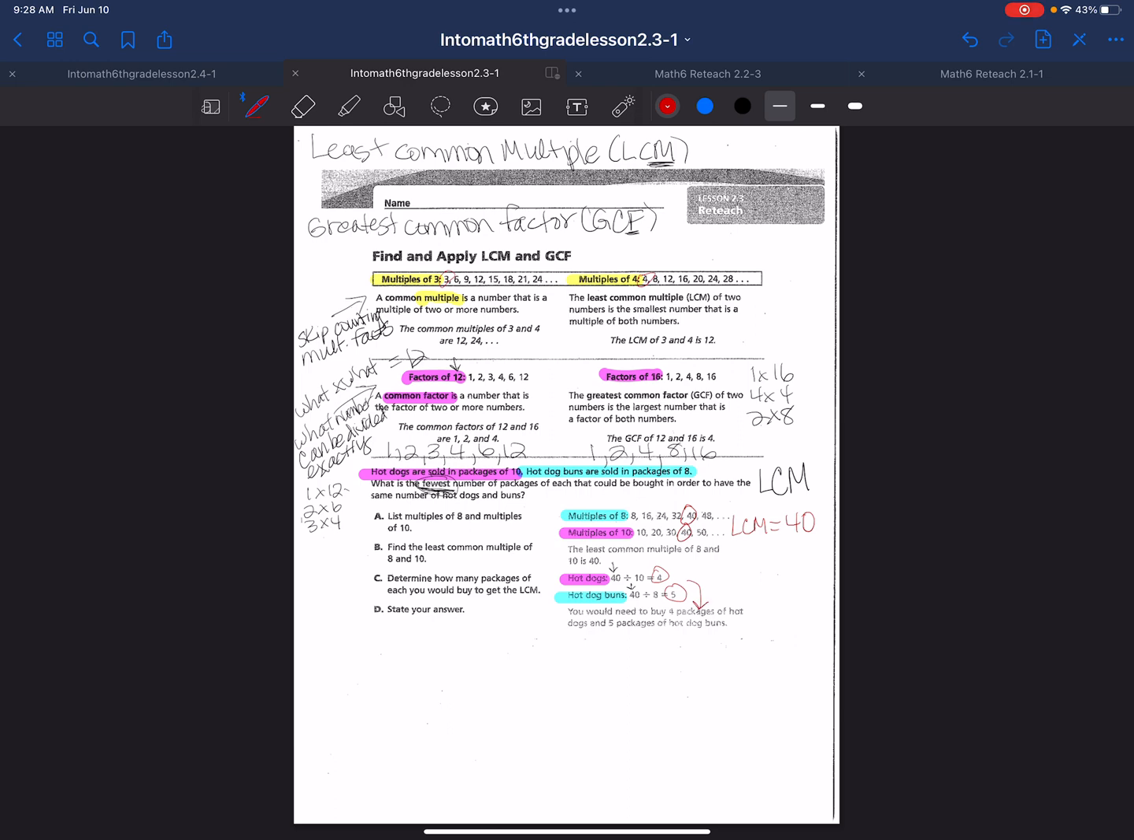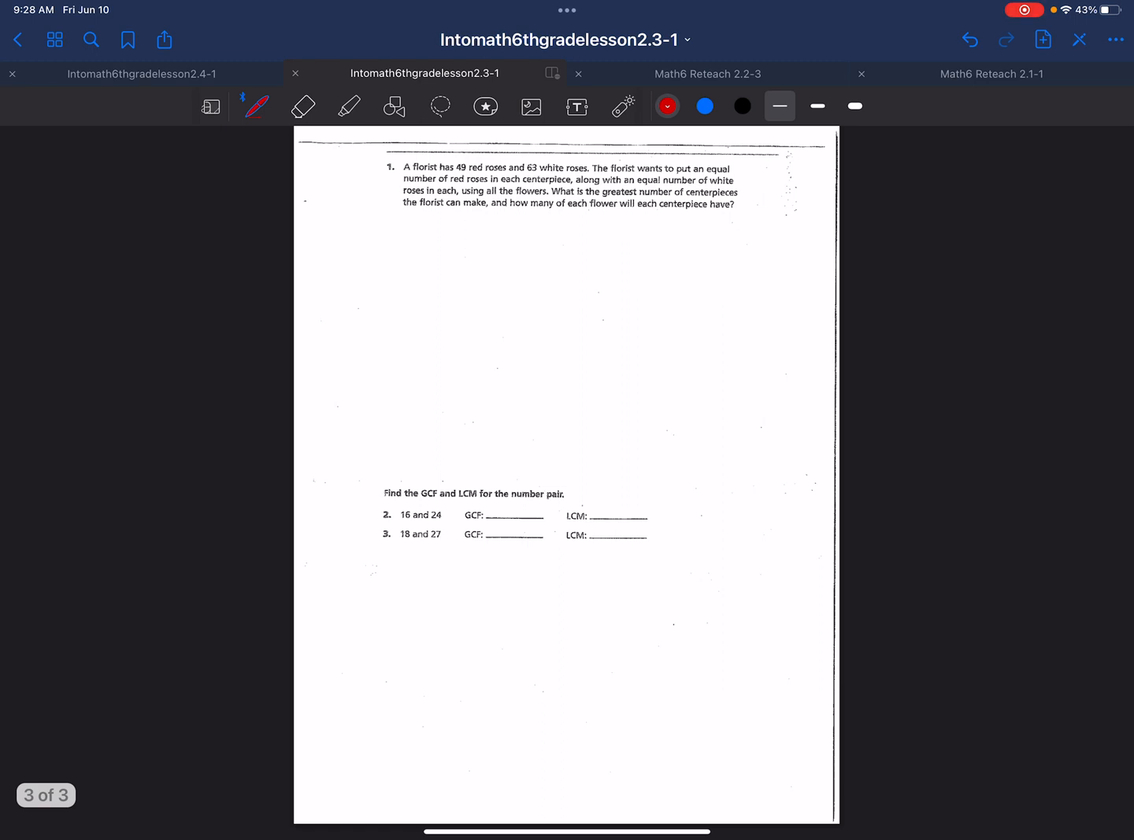Okay, let's go on to the next problem. A florist has 49 red roses and 63 white roses. The florist wants to put an equal number of red roses in each centerpiece, along with an equal number of white roses in each, using all the flowers. What is the greatest? So when they're saying greatest in this word problem, we know that we are going to be doing the greatest common factor.